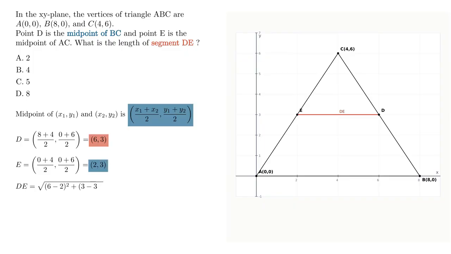Great. Notice something nice. Both points have the same y-coordinate, 3. That means the segment between them is perfectly horizontal, so the distance is just the difference in their x values. From x equals 2 to x equals 6 is 4 units. The length of segment DE is 4.